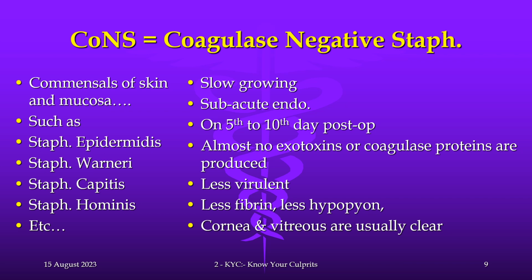Coagulase negative staph are commensals of human skin and mucosa such as Staph epidermidis, Staph warneri, Staph capitis and Staph hominis, etc. Coagulase negative staph are usually slow growing, giving subacute endophthalmitis which begins on the 6th to 10th day post-op. Almost no exotoxins or coagulase proteins are produced. They are less virulent. There is less fibrin and less hypopyon. Cornea and vitreous are usually clear.